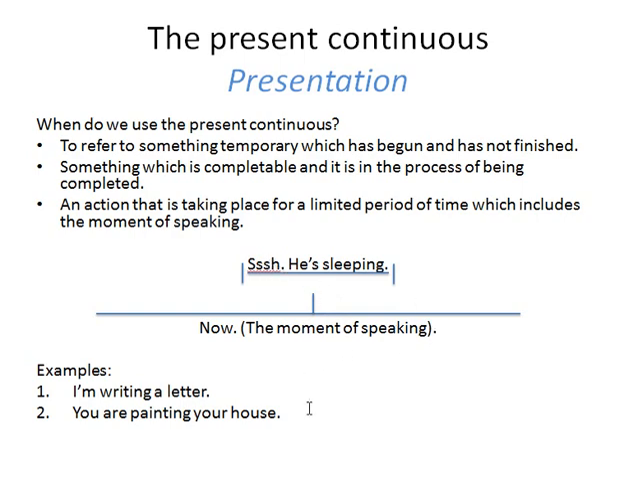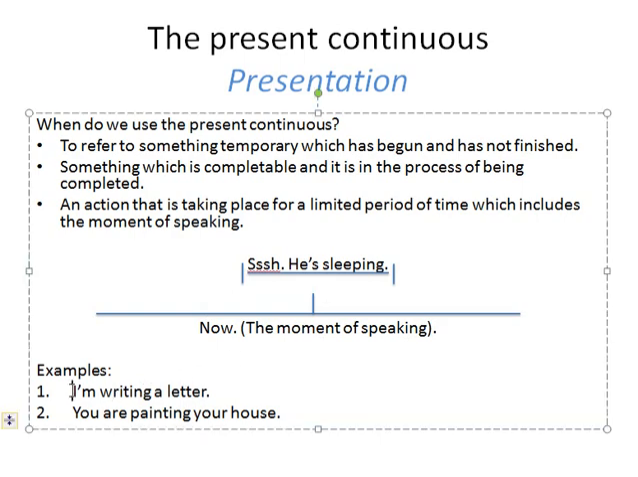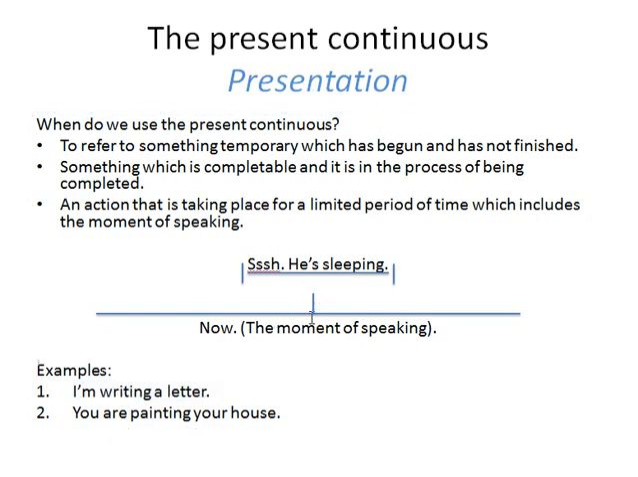Another example: "I'm writing a letter." I'm writing a letter means that at this moment I could be in the process of writing this letter. However, it is important to consider that I have already begun writing this letter in the near past, and I will probably continue writing this letter during the near future.